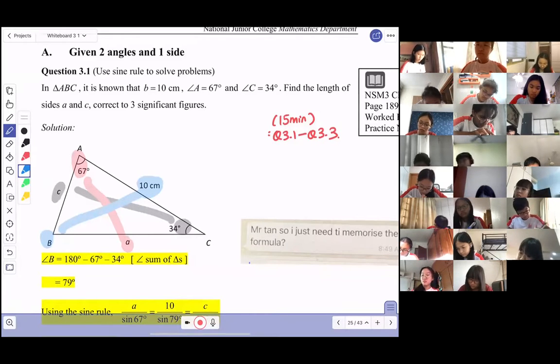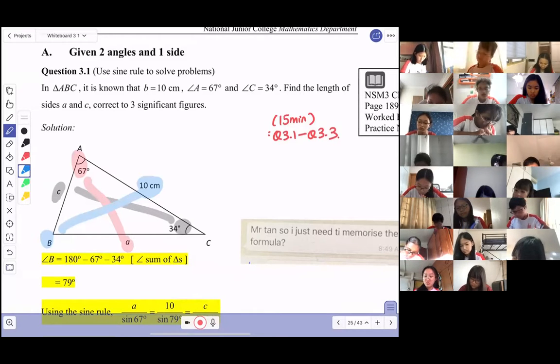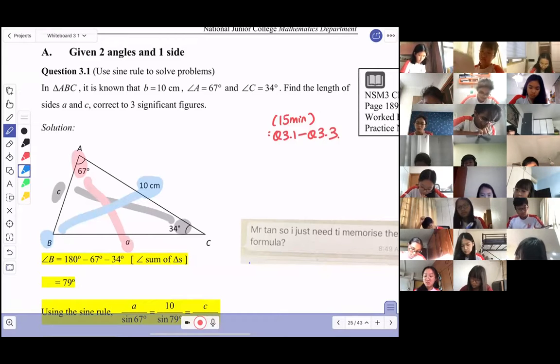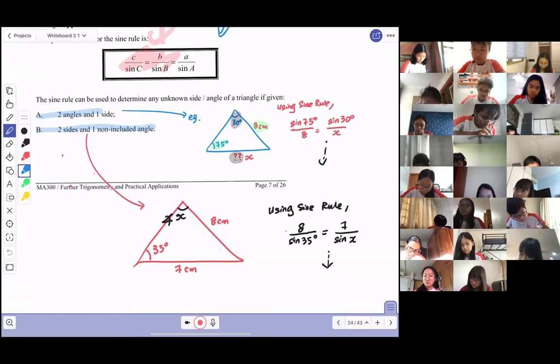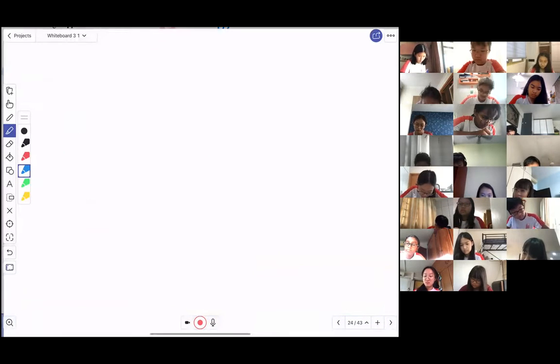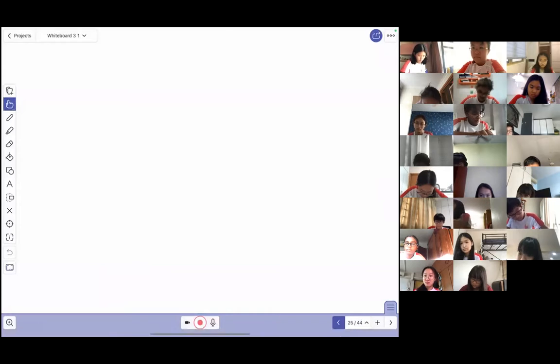But this additional practice also has cosine rule. Maybe you can look at cosine rule first. That's part 4.